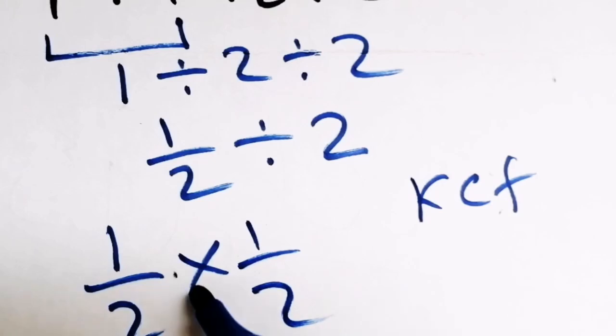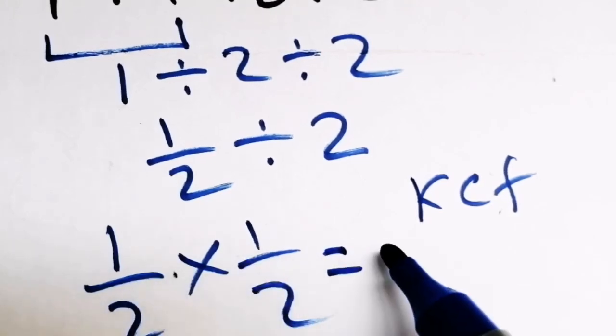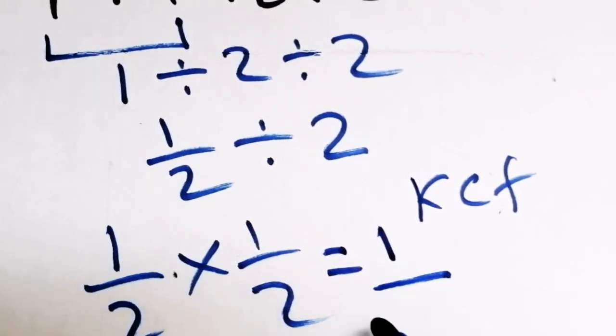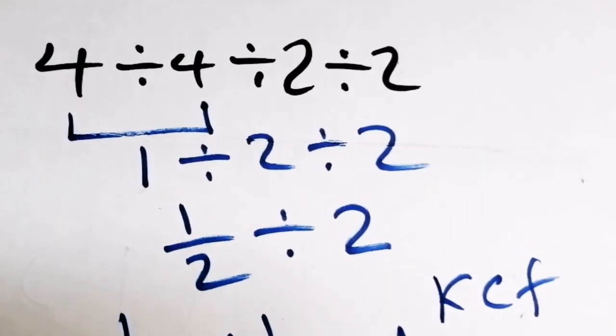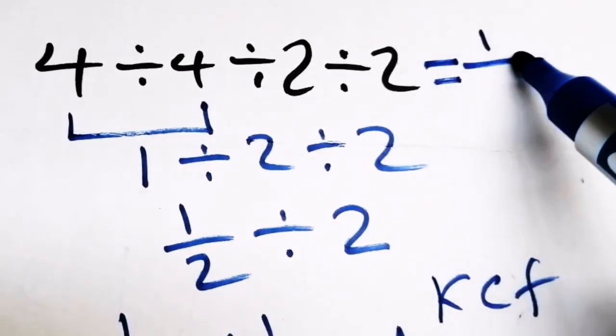Okay, then 1 over 2 times 1 over 2, which equals 1 times 1, which equals 1, and 2 times 2, which equals 4. Therefore, the correct answer of this problem is equal to 1 over 4.